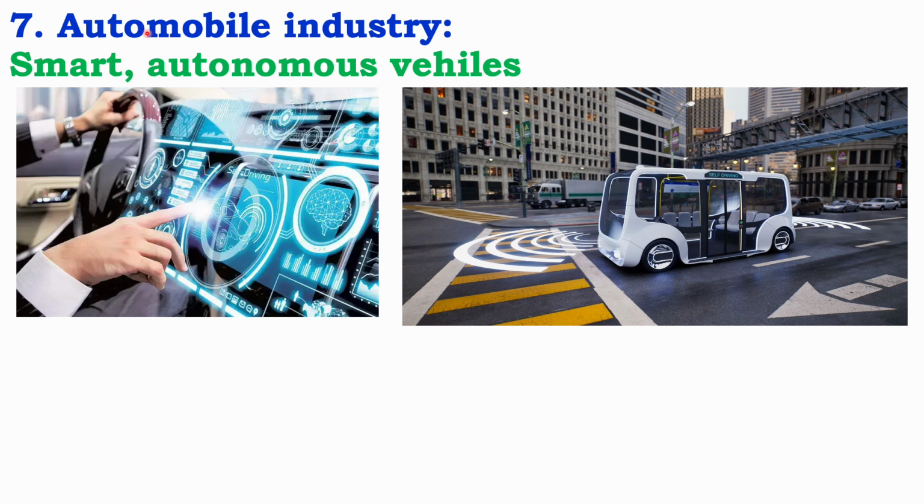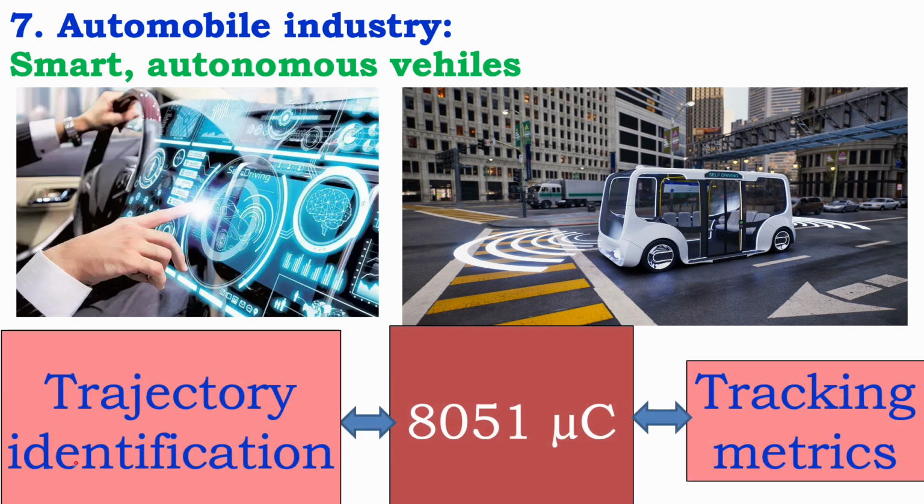Now the next one is the automobile industry. In the automobile industry, we know that autonomous vehicles and smart vehicles have come up very famously now. These vehicles use the 8051 microcontroller. See there, an autonomous vehicle has no need of a driver. If it can identify the trajectory properly, the vehicle will follow the trajectory and go to the destination. So the tracking metrics are interfaced with the 8051 microcontroller and its program will run the vehicle. Like that, there are many devices in smart vehicles also. This is the automobile industry, and examples are represented here.